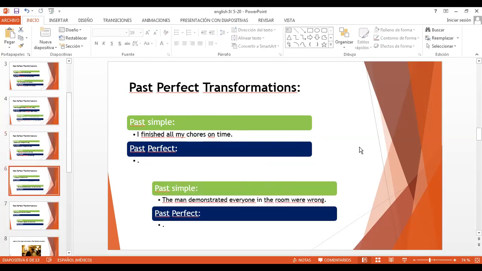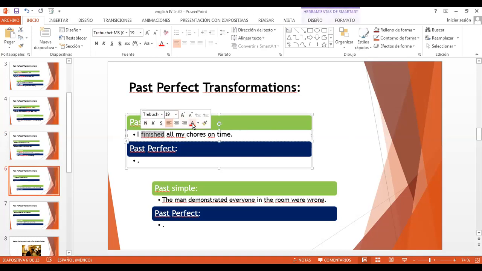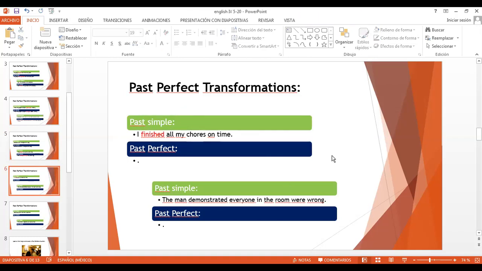We have another example here. Super simple. Two sentences and in simple past. I finished all my chores on time. Terminé todas mis labores, todos mis deberes a tiempo. So going back. If we wanted to change this into past perfect, what is the only thing that we are going to change? In this case, it's easy. En este caso es fácil because we have only one action. So since we have only one action, in this case, finished is the only one that is going to be modified. Finished es el único que va a ser modificado.